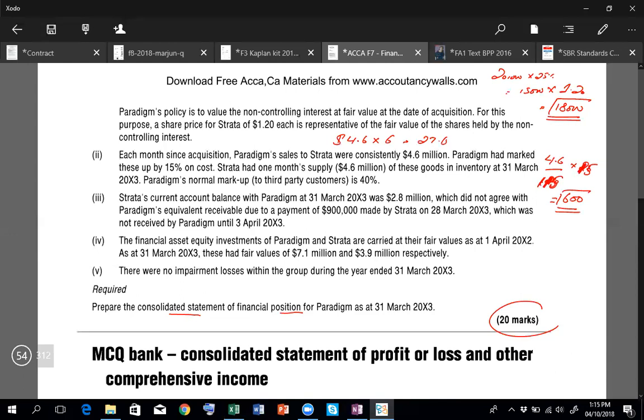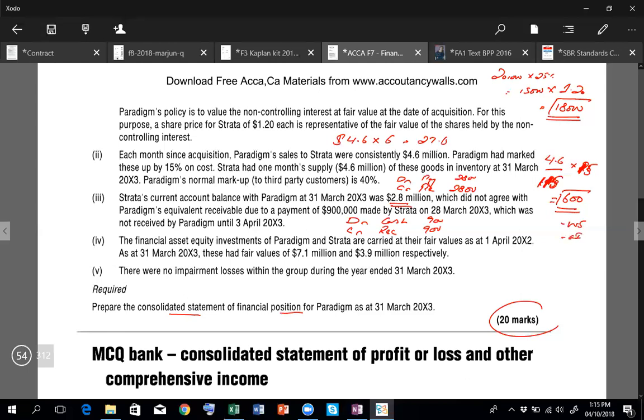This has been sold by Paradigm to Strata, so it will be deducted from working number 5 and from the group inventory. Strata's current account balance with Paradigm was 2.8 million. We need to eliminate this simply by debiting payables 2,800 and crediting receivables by 2,800, which did not agree with Paradigm's equivalent receivable due to a payment of 900 made by Strata, which was not received. Again, we did this in the last question as well. This is the cash in transit, so debit cash 900 and credit receivables by 900.